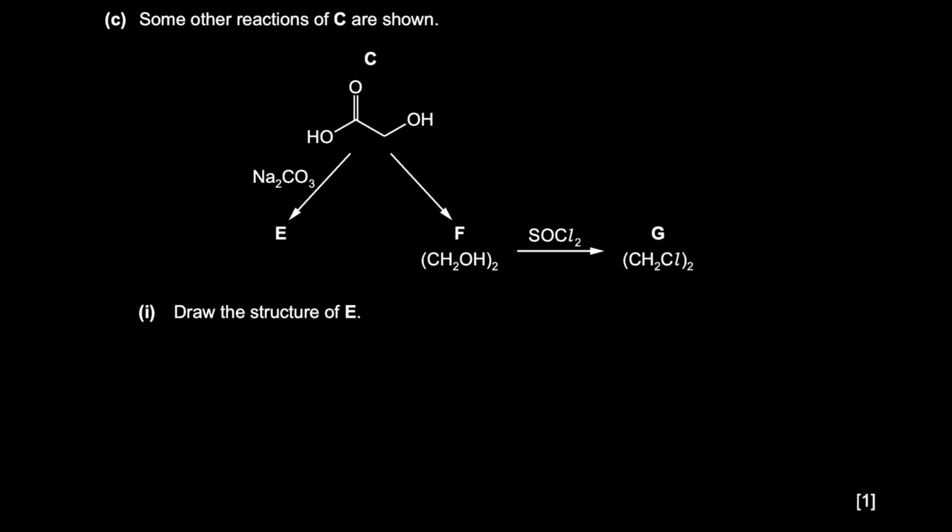Some other reactions of C are shown. C can react with sodium carbonate to form compound E. Draw the structure of E. So what group in C will react with sodium carbonate? Sodium carbonate is a base, so it will react with the carboxylic acid to form salt, carbon dioxide, and water. So the structure of compound E, the organic compound, will be this. What we're going to end up making is a sodium salt of the carboxylic acid, and then we have the alcohol that remains unreacted.